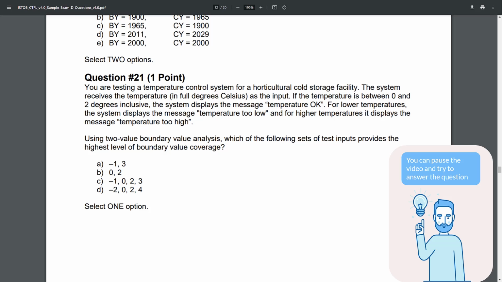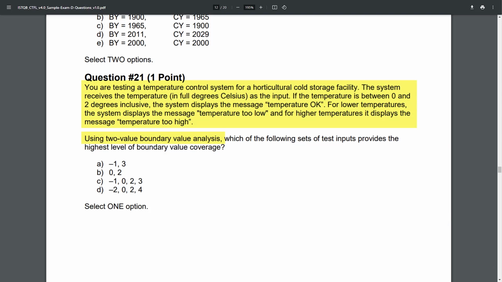In the new sample exam version 4.0 document, we can find the following question. Those who want to try to answer the question themselves can pause the video. This example with the temperature variable nicely illustrates that when the variable is obvious, then the BVA question is quite simple. As usual, we start by carefully reading the description of the question and looking for information that can affect the general approach to the application of the BVA test design technique.